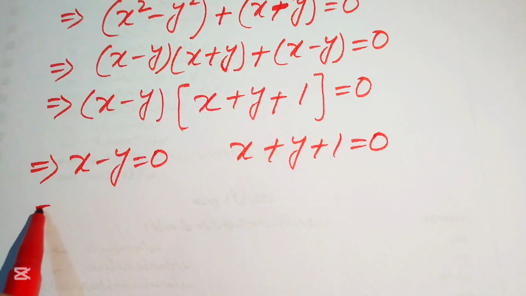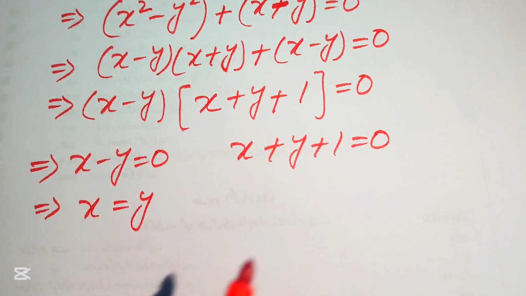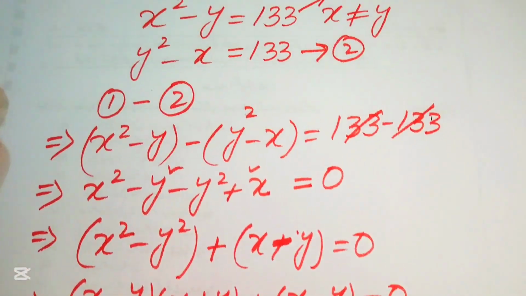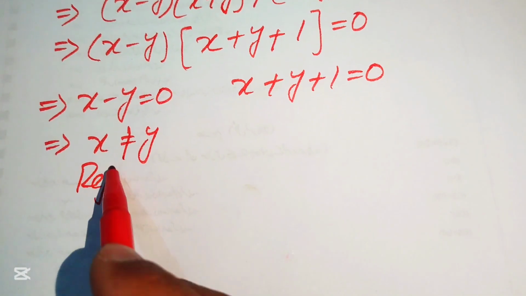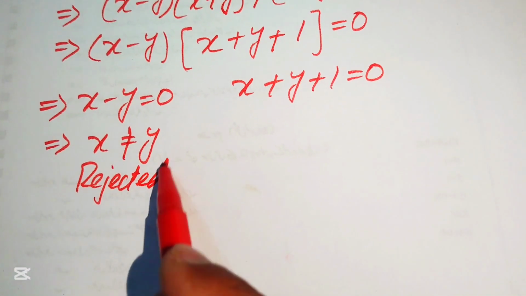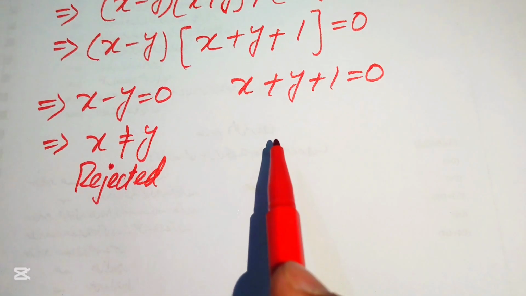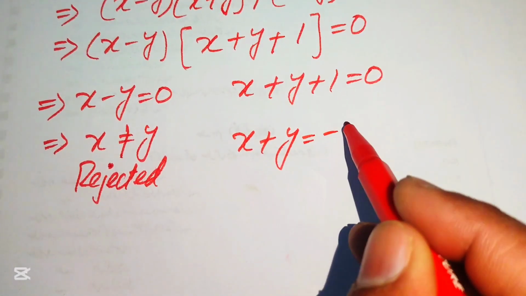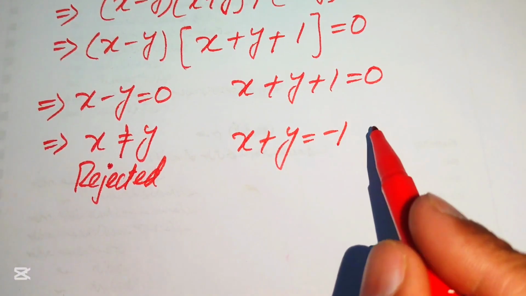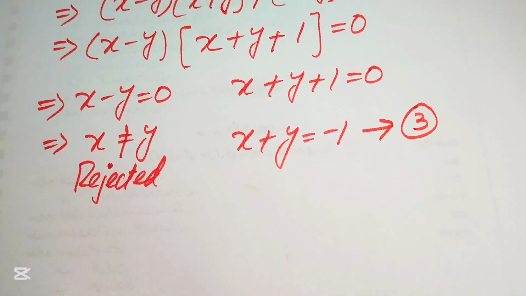In the first case we get x equals y, but at the start of the problem we have one restriction, that x is not equal to y. So we reject this case, and we proceed with the second case only, in which we have x plus y equals minus 1. We move this plus 1 to the right hand side, and we call this equation number 3.